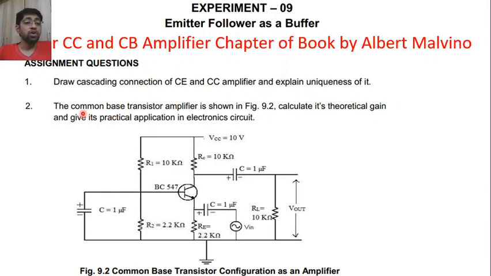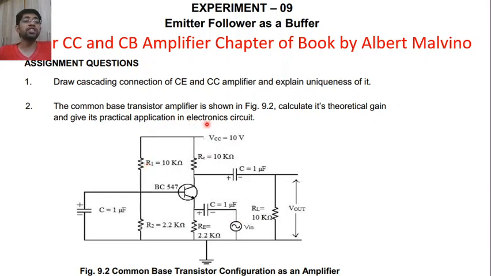Another question is about the common base transistor amplifier shown in the figure, and you have to calculate the theoretical gain. The theoretical gain equations are provided in the same chapter of CC and CB amplifier. You can find them and calculate the gain.